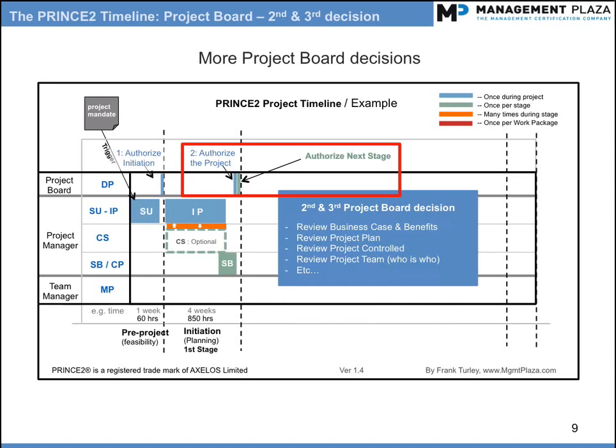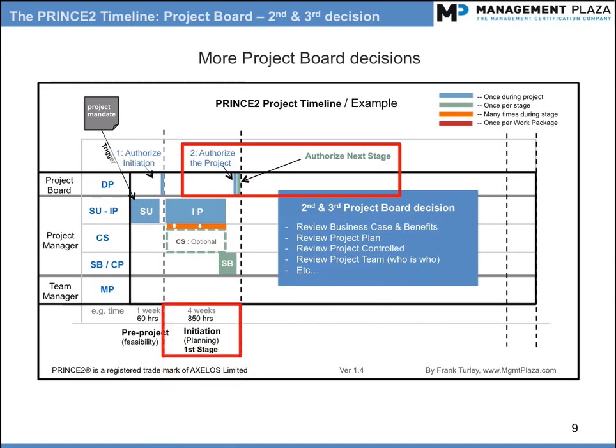If the project board agrees, they will authorize the project, which is their second decision. Note, this does not mean that the project manager can now run the rest of the project. The project manager must still get permission to start each stage. So the third decision is to authorize the next stage, which allows the project manager to continue to the next stage.